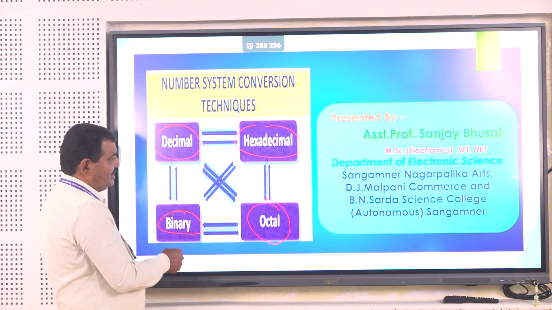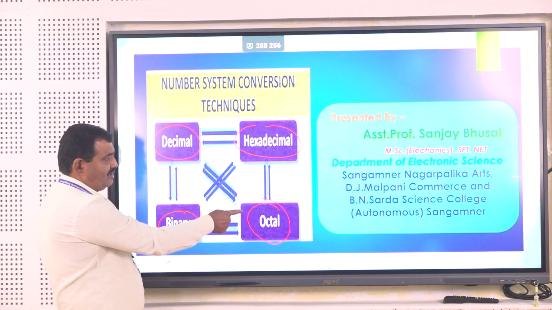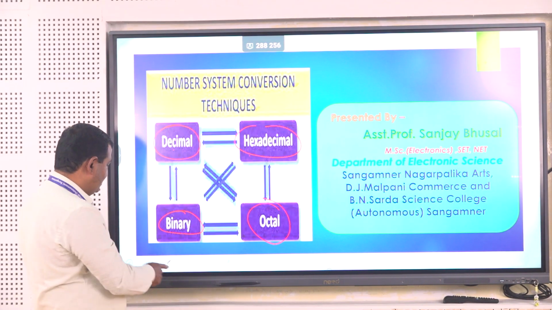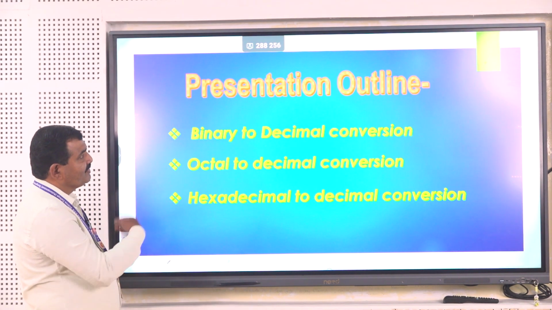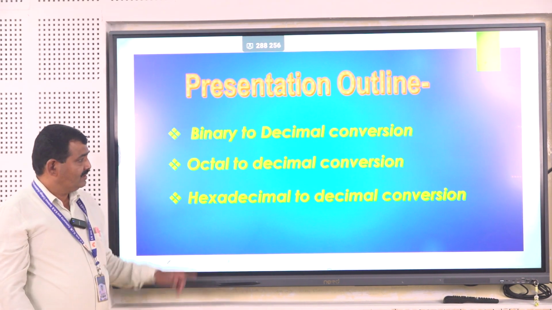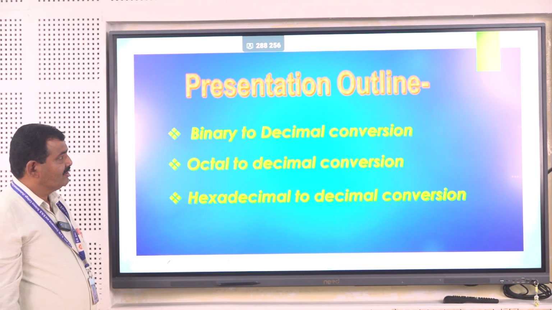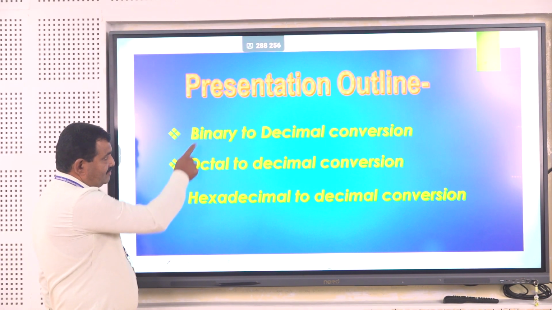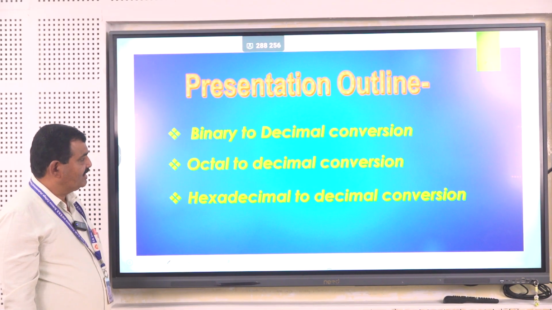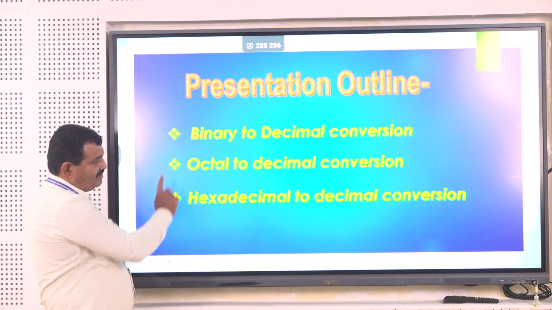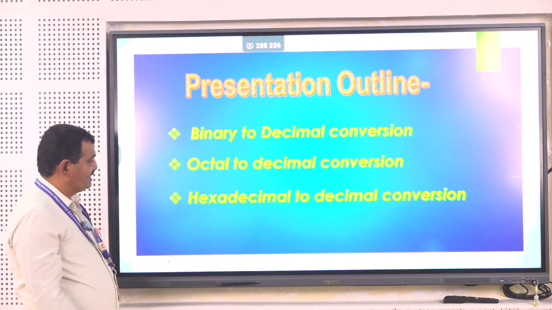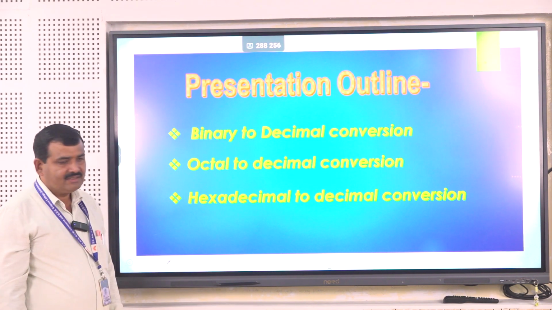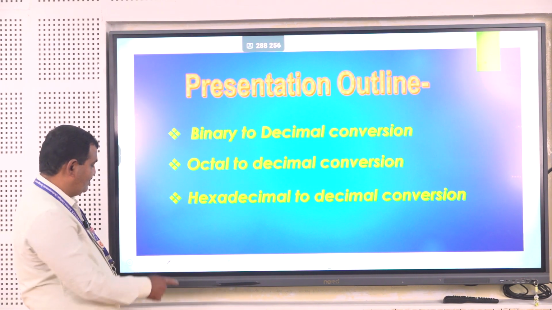Today we will see how binary number, octal number, hexadecimal number is converted into equivalent decimal number. For this presentation, first is binary to decimal conversion, second octal to decimal conversion, and third one is hexadecimal to decimal conversion.